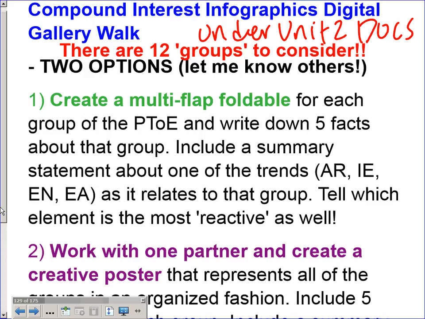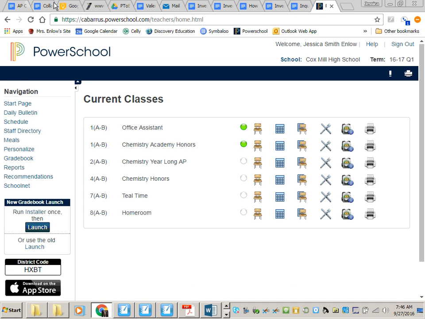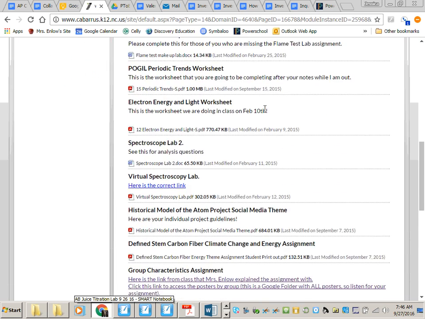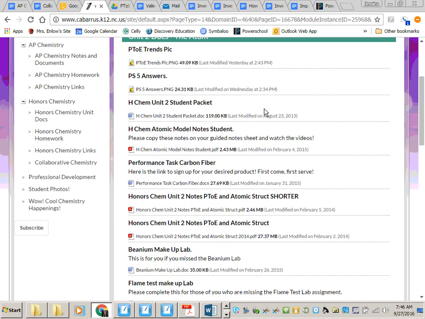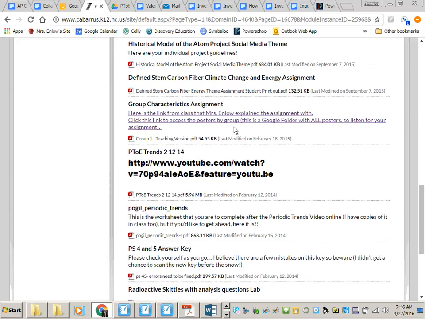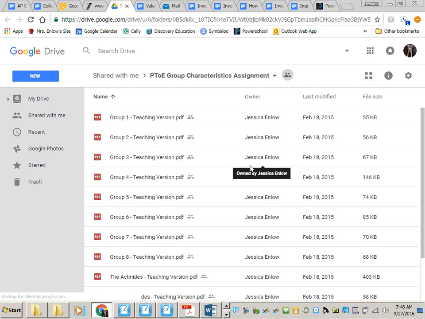One assignment that usually works really well for review is to use infographics. So go to my website, go to Unit 2, and down a little farther it says Group Characteristics Assignment, right there. I have 2 links here for you. When you pull that up, you'll see a Google folder full of PDFs. It says teaching version because it has answers on it, okay?